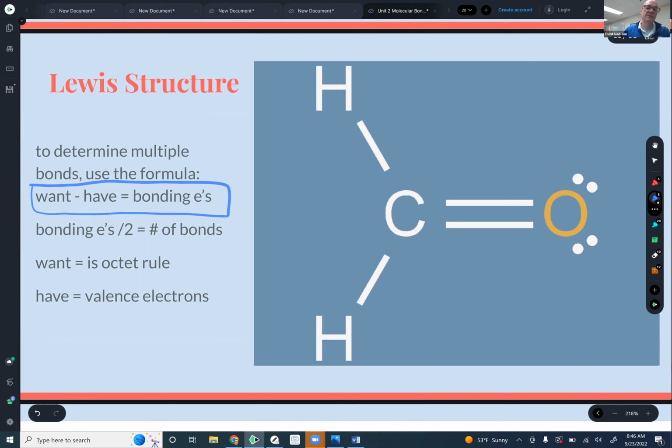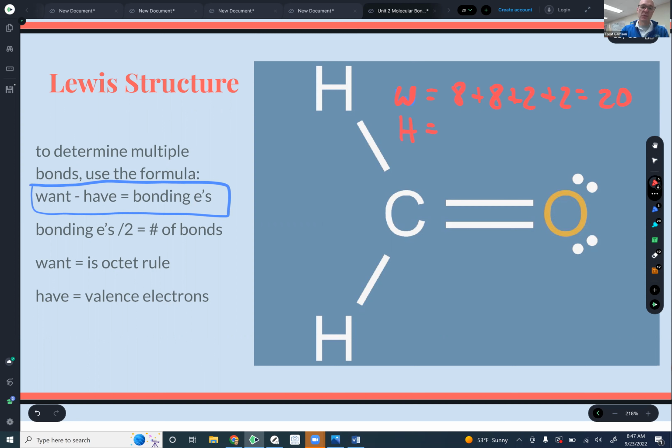Want minus have, divided by 2, equals the bonding electrons. Want means that it wants 8 valence electrons. Hydrogens only want 2. So for this example here, the want is 8 for the carbon, 8 for the oxygen, 2 for the hydrogen, and 2 for the other hydrogen. That's a total of 20.